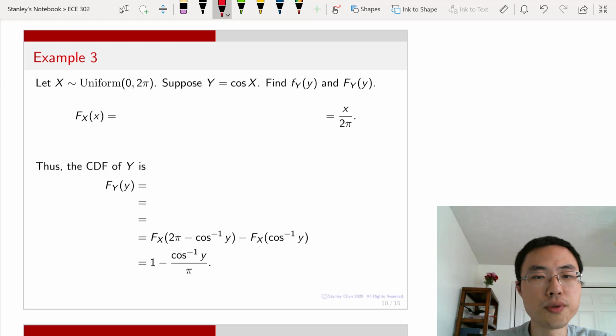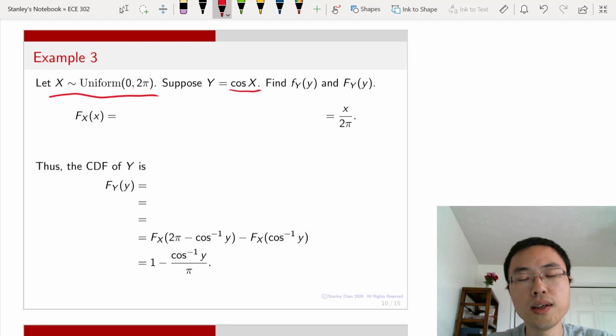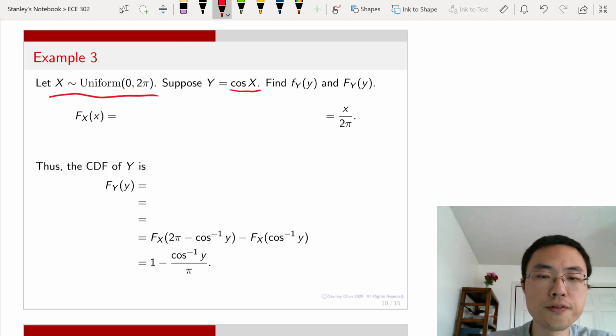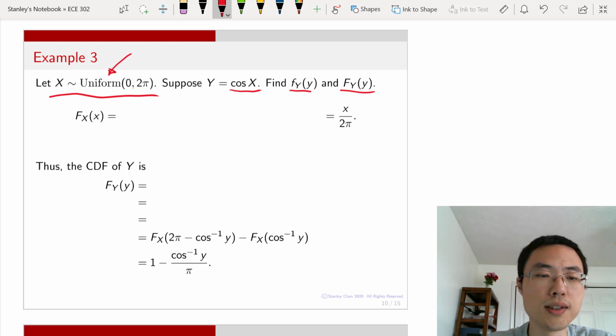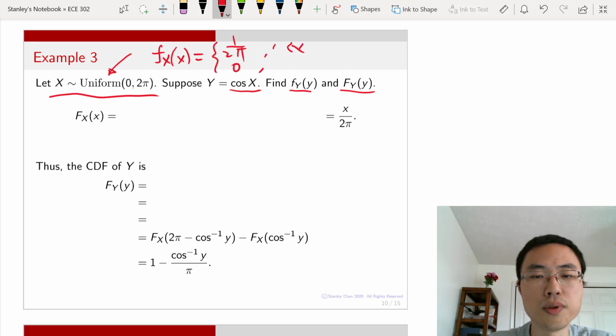So this example says that my x is uniform between 0 to 2 pi, and I'm defining cosine x as my y. So let's find the PDF and CDF of y. In this problem, since I have already given you the PDF of x, I've already given you the distribution of x, we will be able to find the CDF and also the PDF. The PDF should be straightforward. You have fx of x, that is 1 over 2 pi if your x is between 0 and 2 pi, or 0 otherwise.